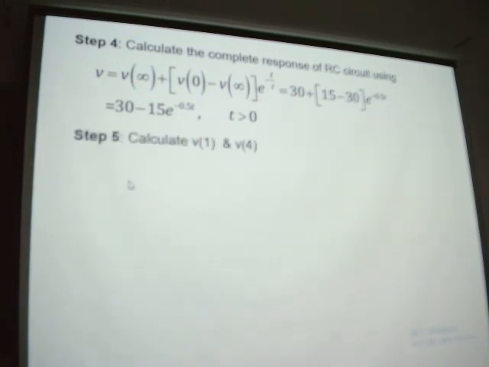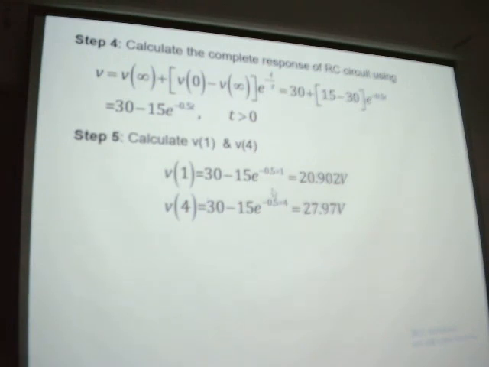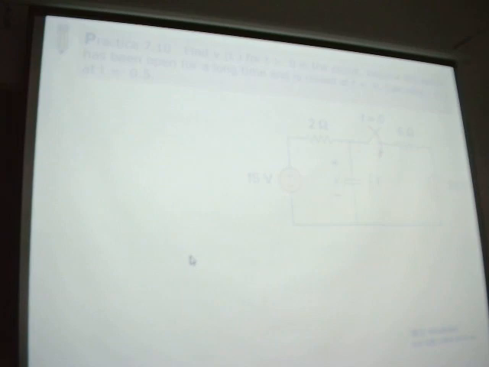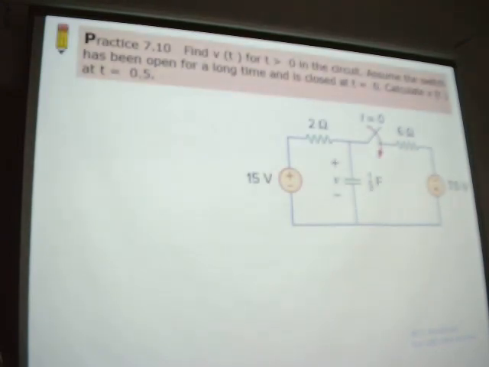In step 5, we should calculate V1 and V4. We already know the time, and we already know the complete response of V is in the form of this one. So we just put the values 1 and 4 in for t, and we get the value. It's really easy, this is a really easy case. Now, have a practice for this one.